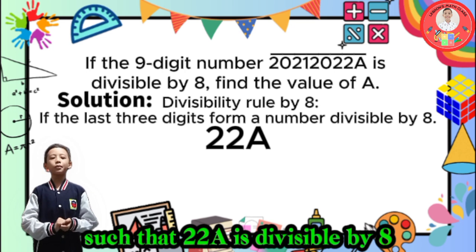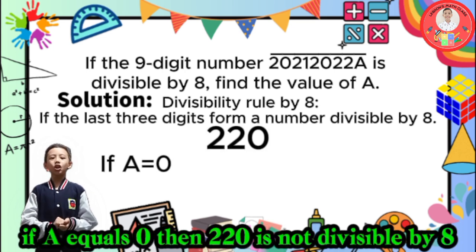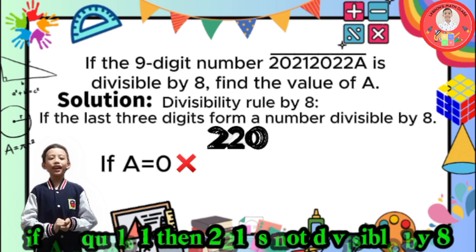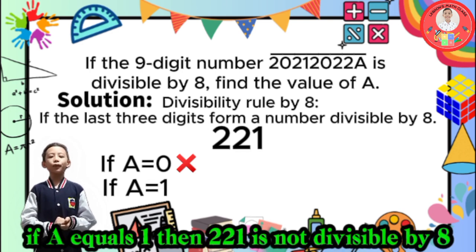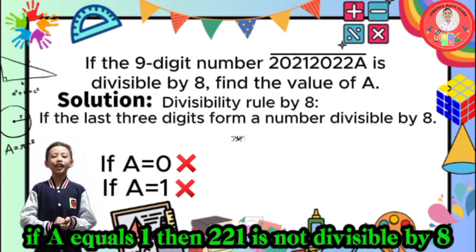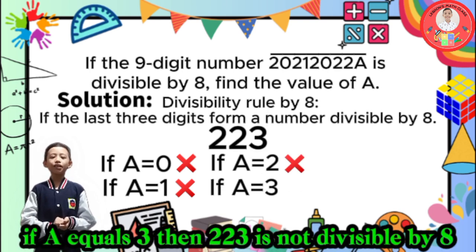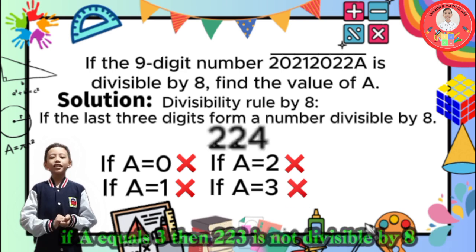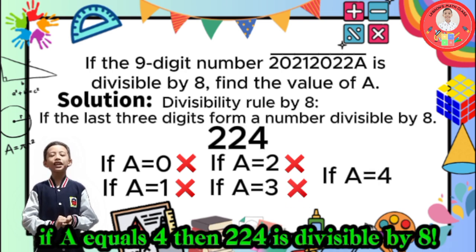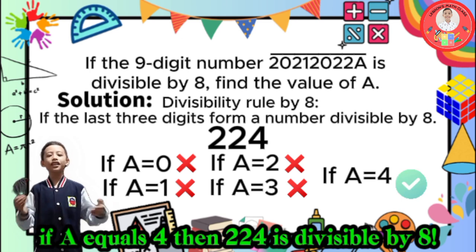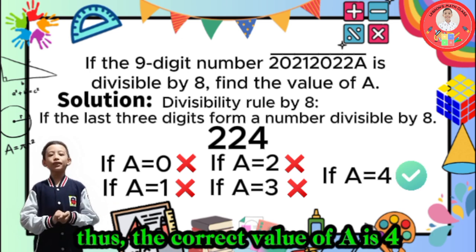is divisible by 8. If A equals 0, then 220 is not divisible by 8. If A equals 1, then 221 is not divisible by 8. If A equals 2, then 222 is not divisible by 8. If A equals 3, then 223 is not divisible by 8. If A equals 4, then 224 is divisible by 8. Thus, the correct value of A is 4.